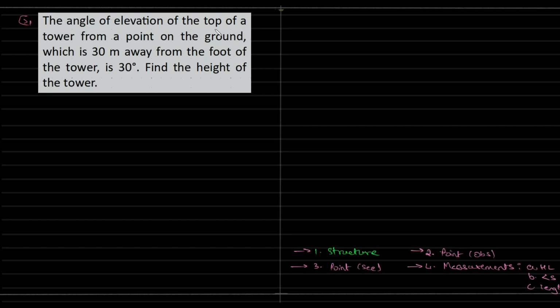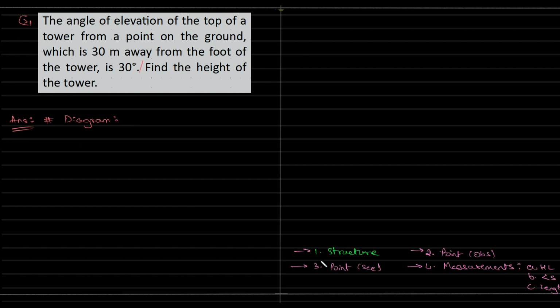The angle of elevation of the top of a tower from a point on the ground, which is 30 meters away from the foot of the tower, is 30 degrees. Find the height of the tower. So now onwards, I'll teach you all a trick of how to solve this question.